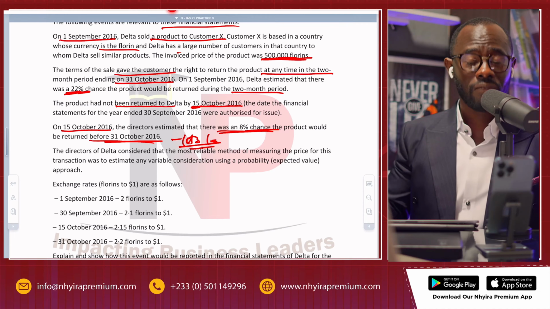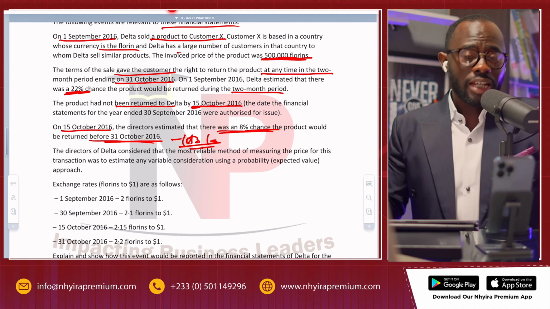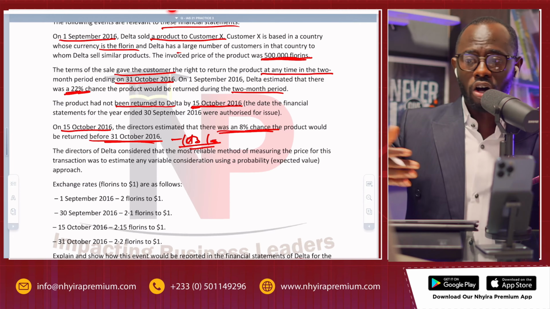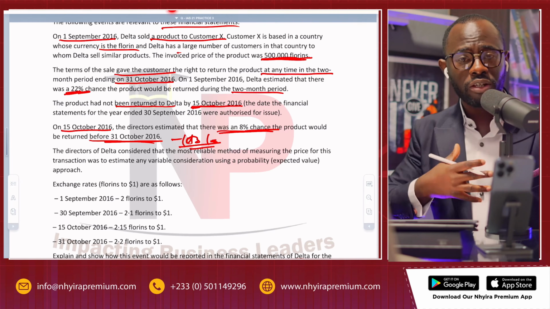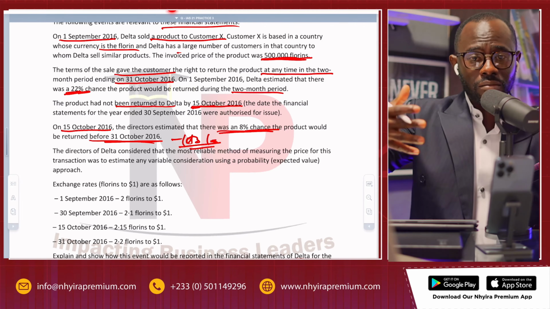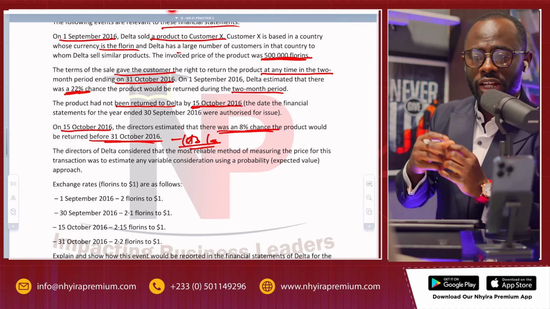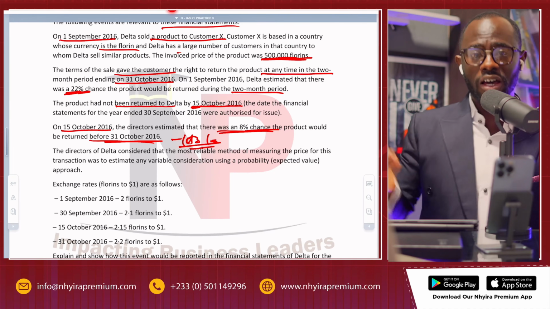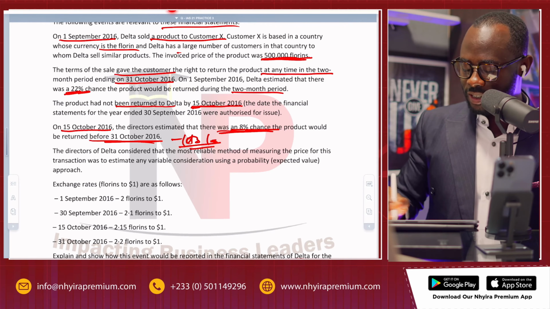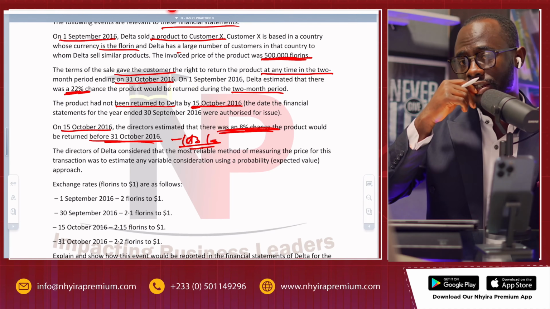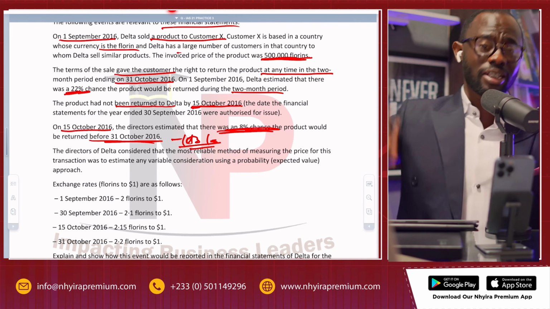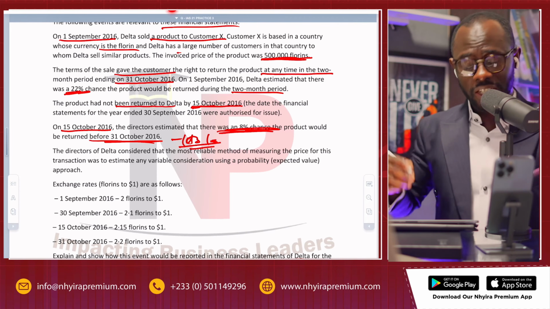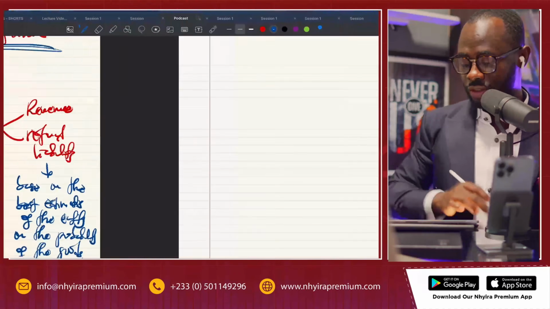And it's an adjusting event because it's an estimate. As at the reporting date, we have not concluded on the possibility of the goods being returned or not by the customer. So the day on which financial statements are being authorized for publication, the management have now estimated that there is an 8% chance that the goods will be returned. And so that is an adjusting event that will affect the way we have to recognize the revenue in our financial statement. What does that mean?